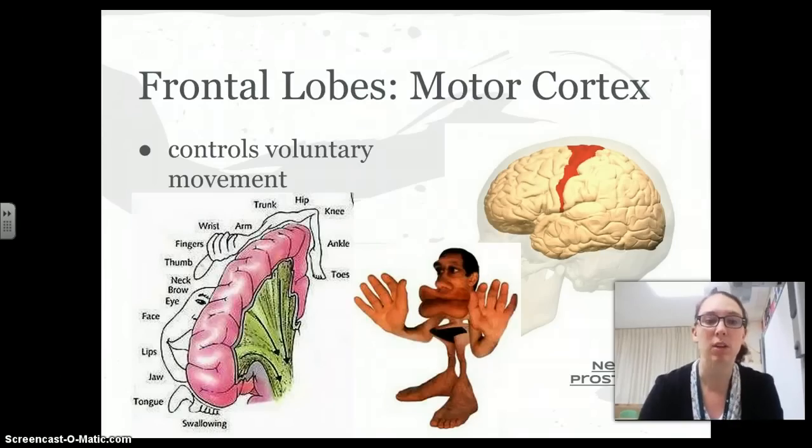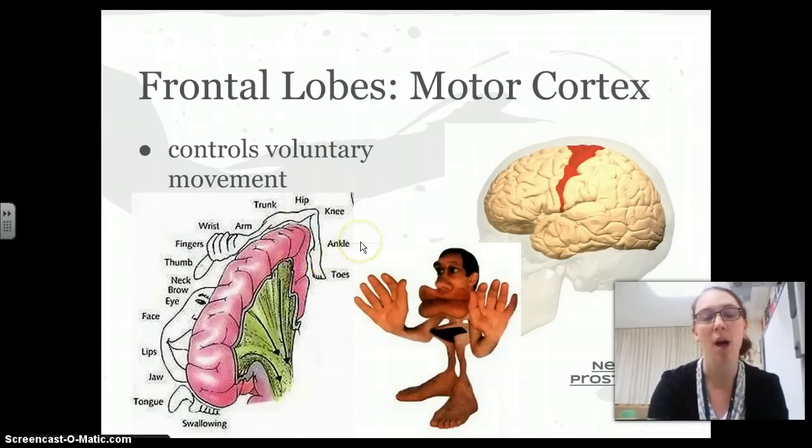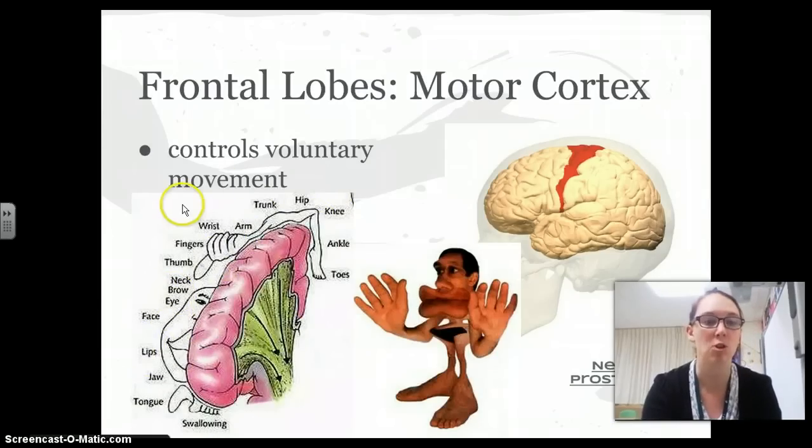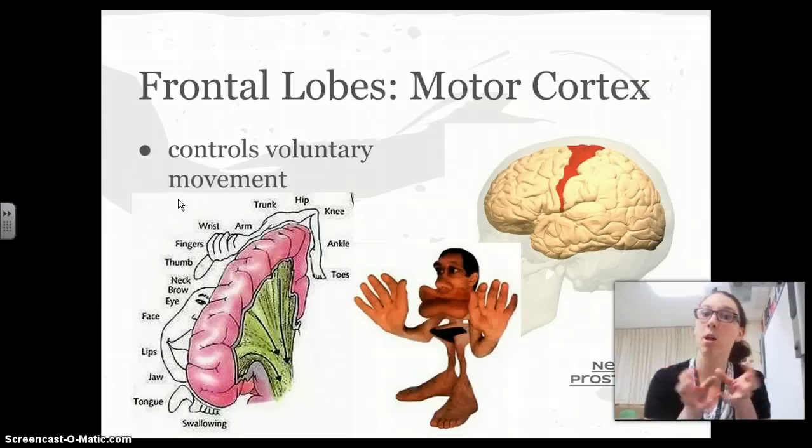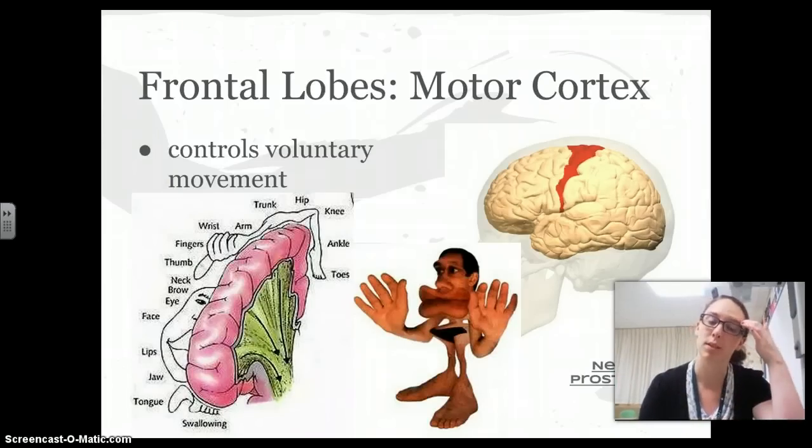So there's one specific location on the motor cortex which is going to send information directly to the knee and tell your knee to move. There's another part of the motor cortex which is going to send information to your ankle and tell your ankle to move. So if you look at this kind of funny diagram here with all of the different parts of the body drawn in sort of either larger sizes than they are or smaller sizes than they are, we can see how the motor cortex works.